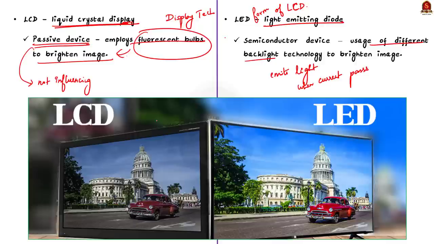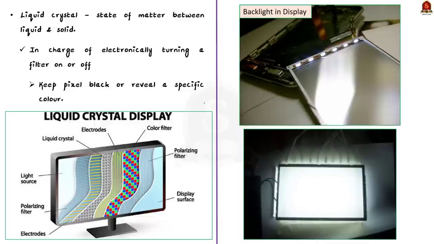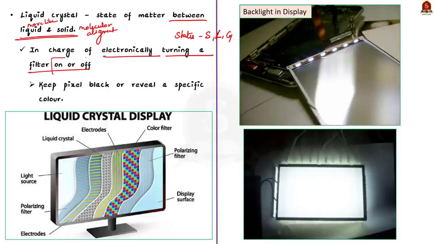So what is this liquid crystal display? We all know that there are three states of matter, right? Solids, liquids, and gases. But there are some substances that are actually a strange blend of different states. Likewise, a liquid crystal is a state of matter between liquid and solid. In simple words, they change shape like a liquid, but they have the molecular alignment characteristics of a solid crystal. And that is exactly why they are called liquid crystal. Now, these liquid crystals, they are only in charge of electronically turning a filter on and off to keep that pixel black or to reveal a specific color.